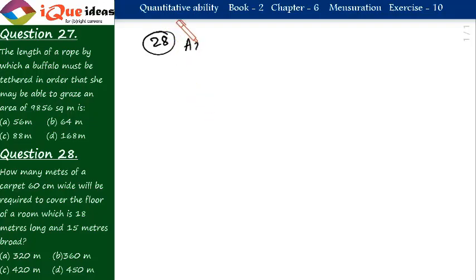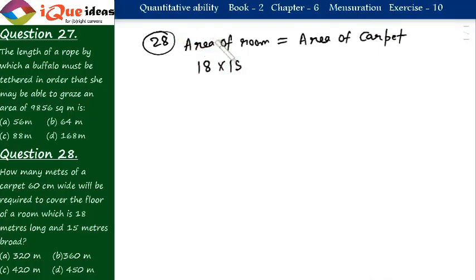Very simply, area of room should be equal to area of carpet, right? We are assuming the carpet is also rectangular, as the room is given rectangular. So area of room would be 18 into 15 and area of carpet would be length multiplied by breadth. Suppose length of the carpet is L, and breadth, or width, is 60 centimeter. So convert into meter, it will be 0.6 meter.